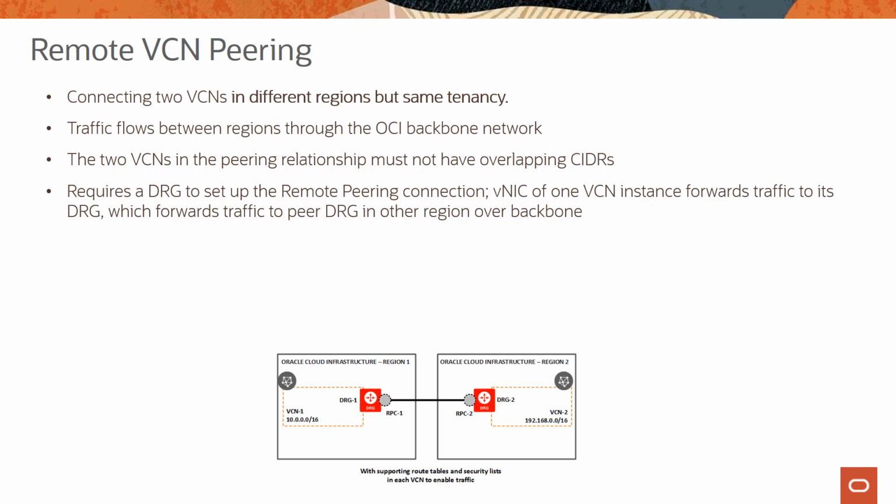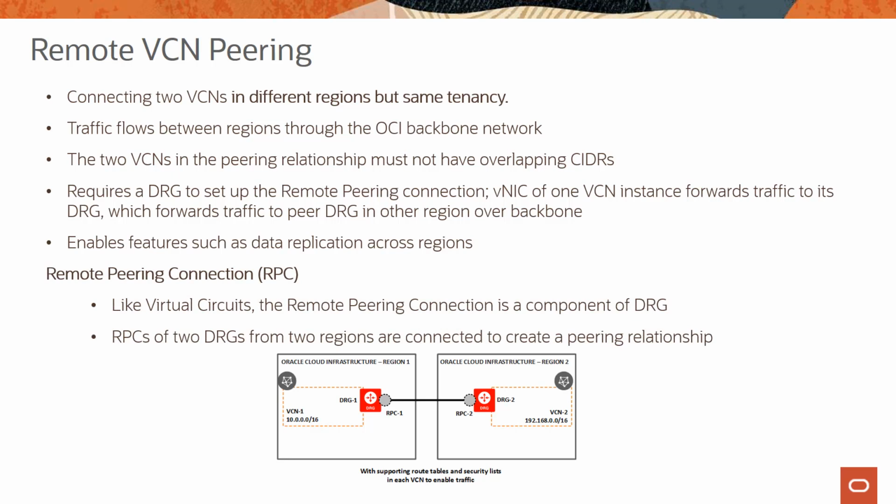The traffic flow is from the virtual NIC of one VCN instance in one region to the local DRG, and then from one DRG to its peer DRG in the other region, and then from there onwards to the VCN or to the local subnet in that particular region. You might want to use this approach for high availability or disaster recovery scenarios, or simply to interconnect private workloads across multiple regions.